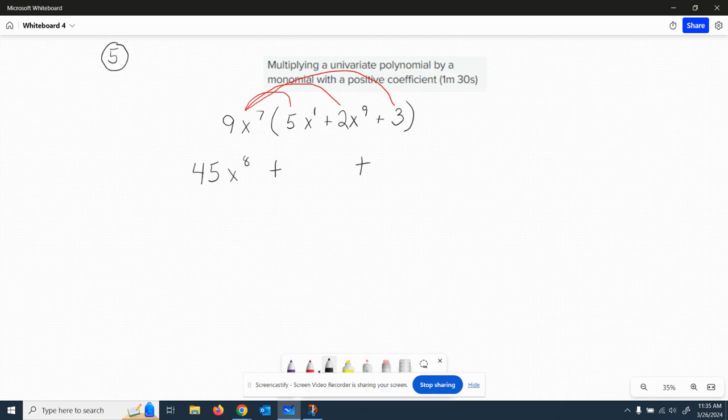All right. 9 times 2 is going to give us 18. X to the 7th times x to the 9th. You add the exponents, 7 plus 9 equals 16. And finally, 9x to the 7th times 3. 3 times 9 is 27. And then we just bring over the x to the 7th.